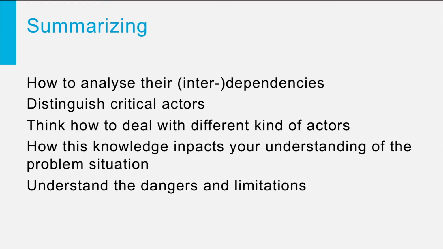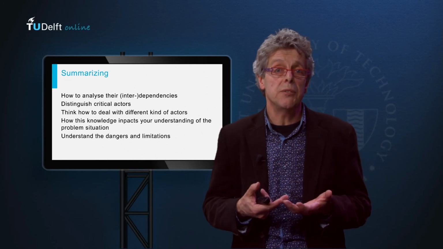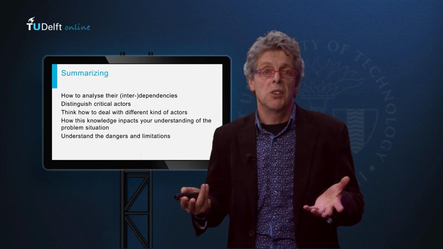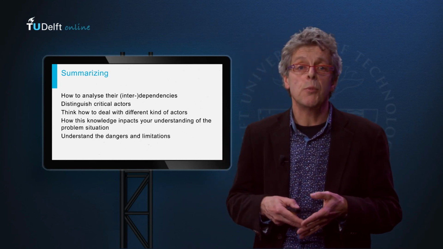I'll now try to summarize what we learned in this second part of the lecture on how to do an actor network analysis. We looked at how to analyze the interdependencies by focusing on the resources and the willingness to use these resources and the dedication to solve this issue or problem. In that way, we were able to distinguish the so-called critical actors. We introduced to you the matrix in which we distinguish the dedicated critical actors from the non-dedicated ones and the non-critical ones. We also discussed how we can use these insights in the way we deal with different kinds of actors, how we do or do not involve them in our process, and we discussed how this knowledge impacts your understanding of the problem situation.